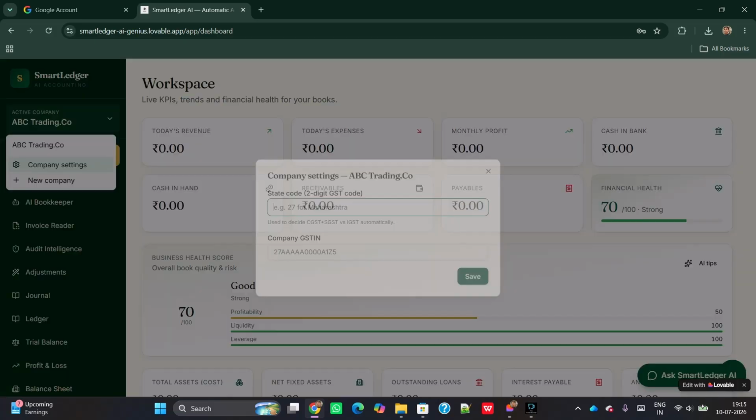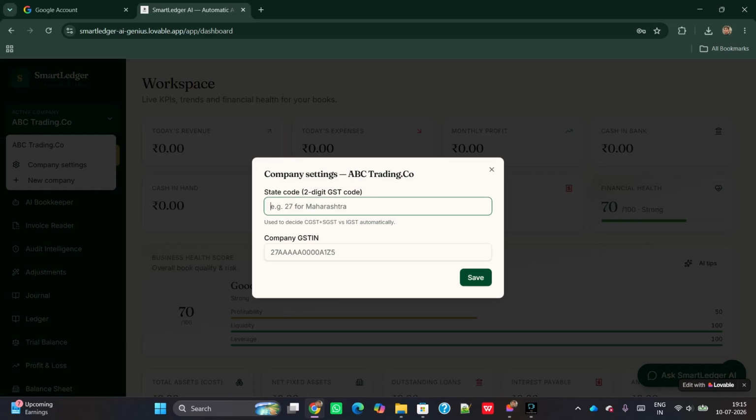If we want to add the GST number, we can add it by inserting the GST number, also the state code of our GST number.